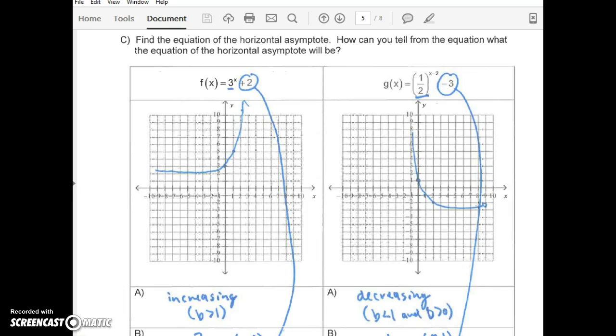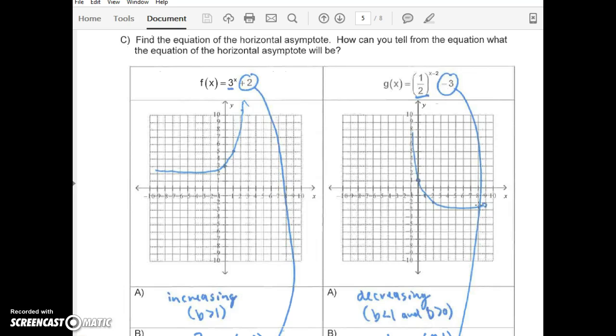Now, this is the cool part about this. This goes back to what we did in section 29 when we talked about modeling functions and which one's a growth and which one's a decay. Well, if the values are increasing, we know that's a growth function. If the values are decreasing, we know that's a decay function.